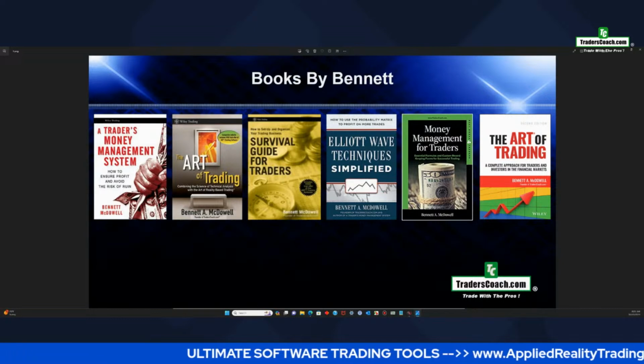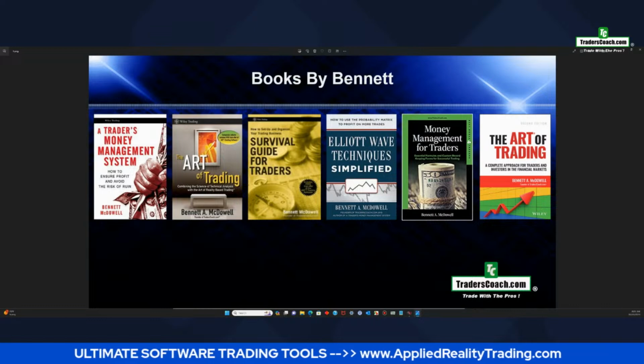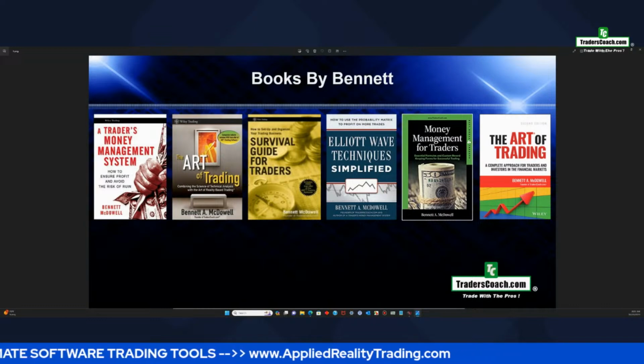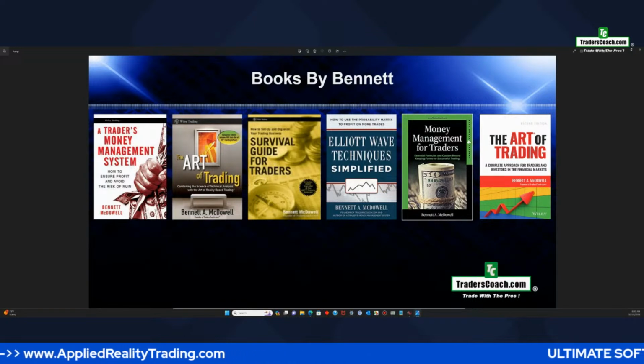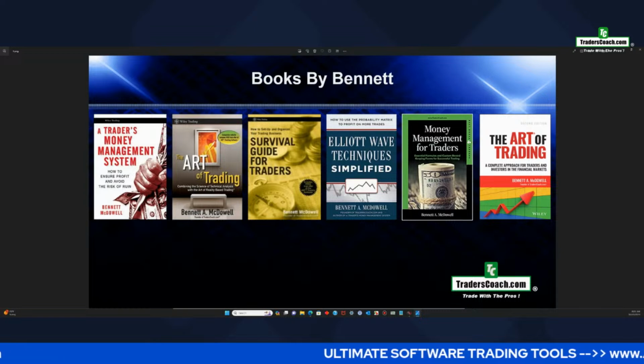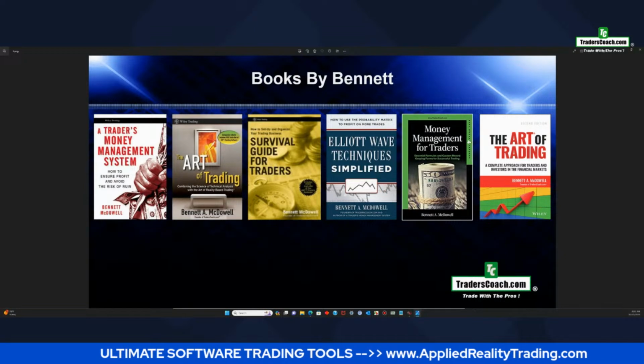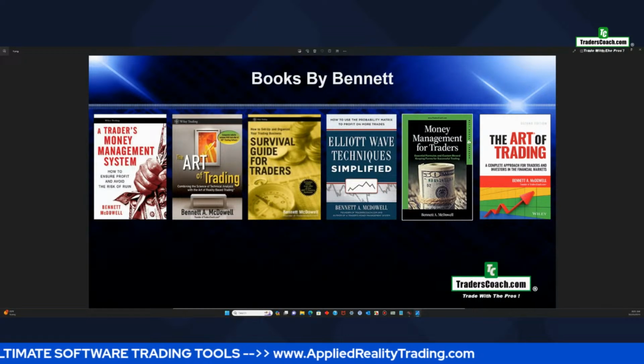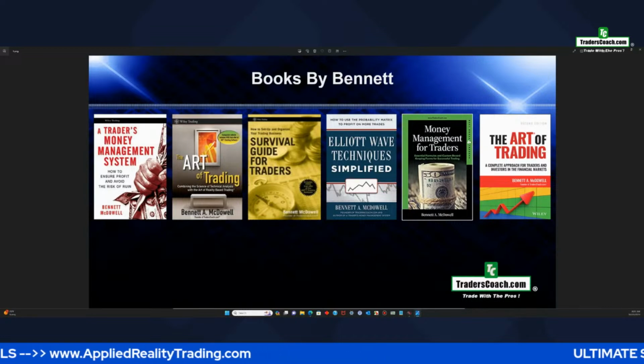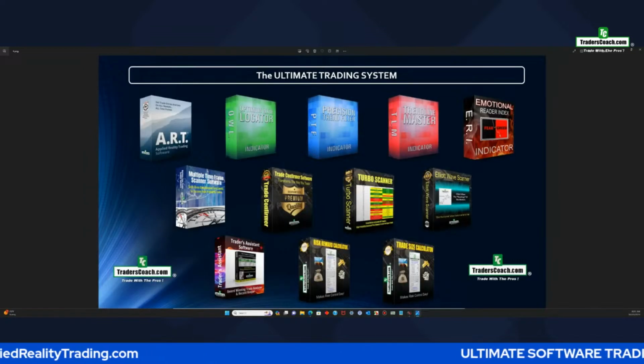So that is available as well. All books published by major publishers for the most part. We've got Wiley on The Art of Trading, McGraw-Hill on Elliott Waves. We did self-publish the Money Management for Traders book, second from the right. What we did is condense our more comprehensive book into that. And so a lot of traders love that because it's a simple read, but very effective. All right, so those are our books.